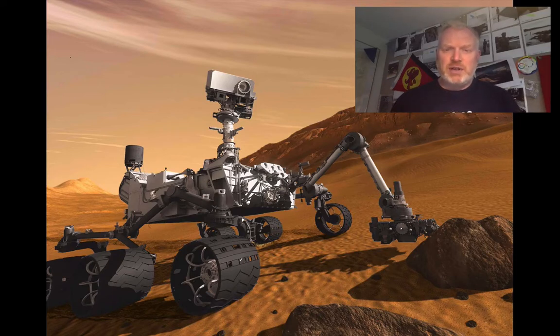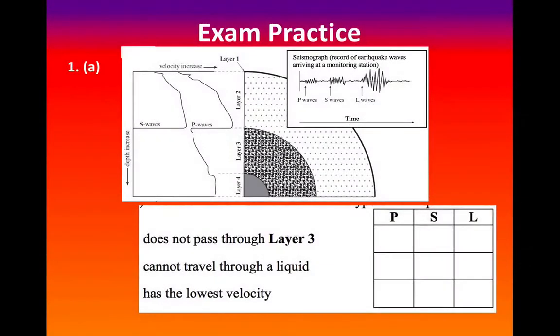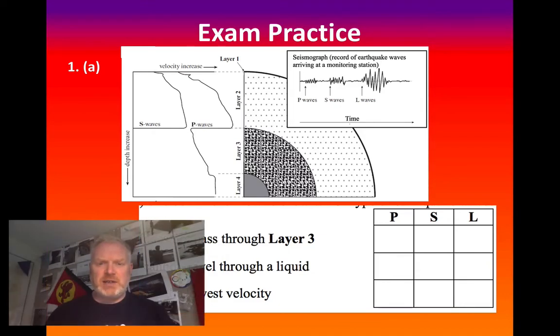The first question then is about seismic waves and how they pass through the Earth. Now this is all about interpreting the data that's there. So the seismic waves that don't pass through layer 3 are the S waves. You can see that the S waves stop at the bottom of layer 2 before they get into layer 3. The velocity goes to 0. The type of waves then that can't travel through a liquid are S waves.